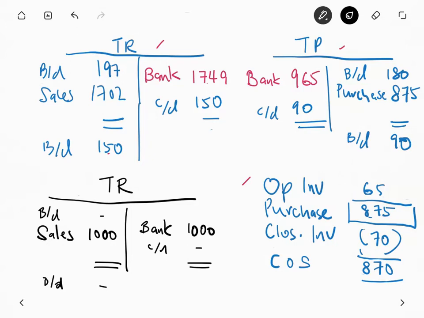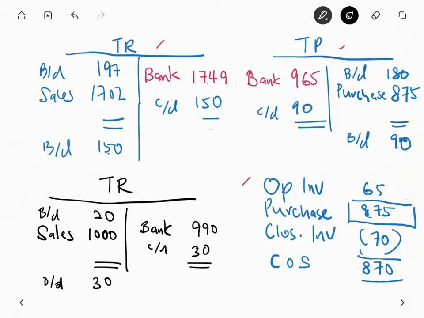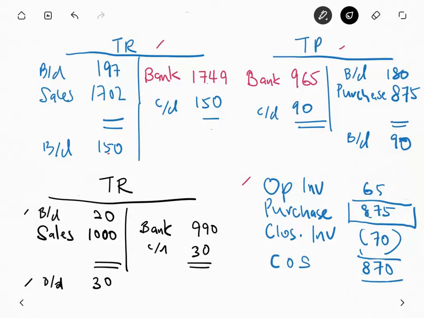No issue. But what if I sell with an opening of 20 and a closing of 30? Brought down 30. How much is my bank balance? 1,020 minus 30, 990. I sell 1,000, but I collected this year only 990. Why is there a difference of 10? Just now it was 1,000, 1,000. Now 1,000 and 990. Why is there a difference of 10? Because we have opening and closing.